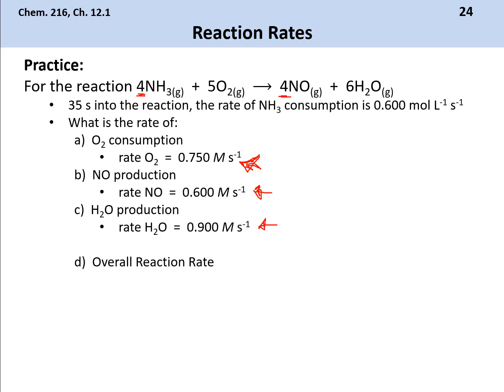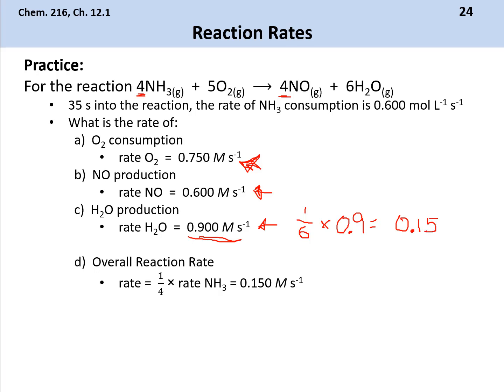Okay? Now, here's the key. If I were to do this with any of the others, let's say I do this with this 0.9 I get here. If I take 1/6 times 0.9, what do I get? I get 0.15, right? So for all of these, no matter which one I use, I'm going to get the same reaction rate. All right, so that was chapter 12.1.